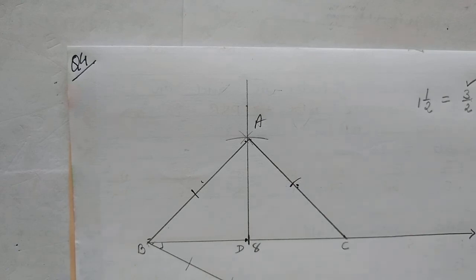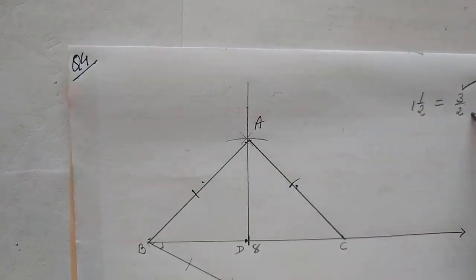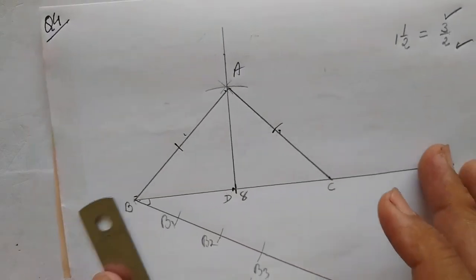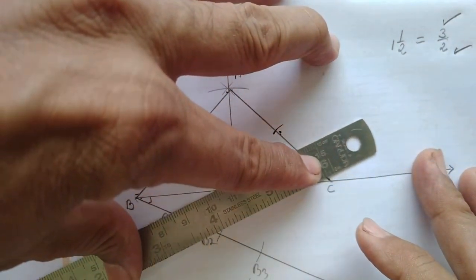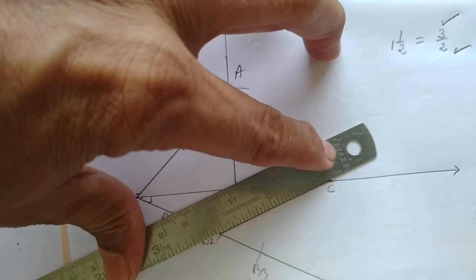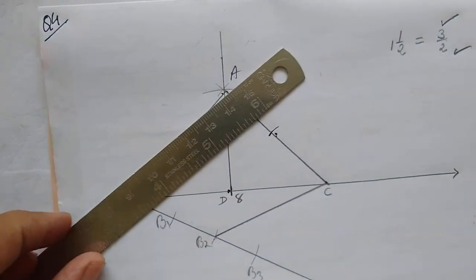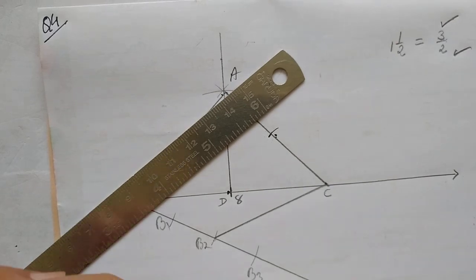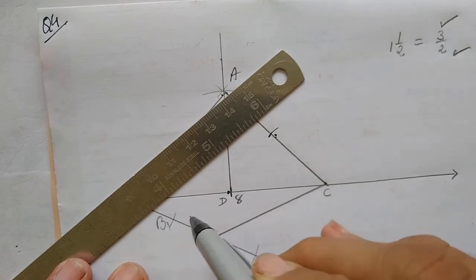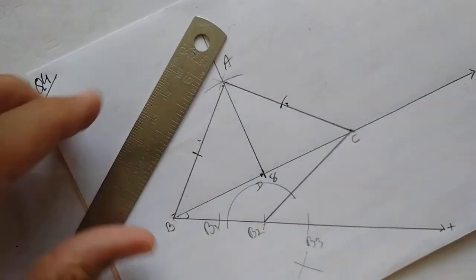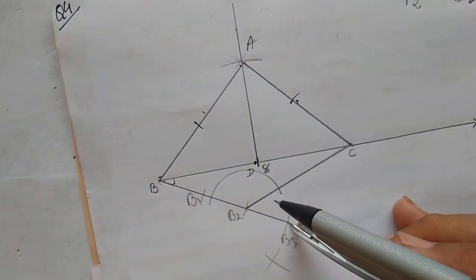Denominator is 2. So this is 2. So B1, B2, B3. So B2 we have joined with C, children. And now from B3 we will draw a parallel line. And for that, take a convenient radius, one arc. Now from B3 another arc.